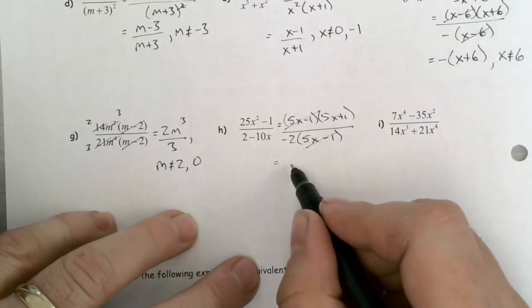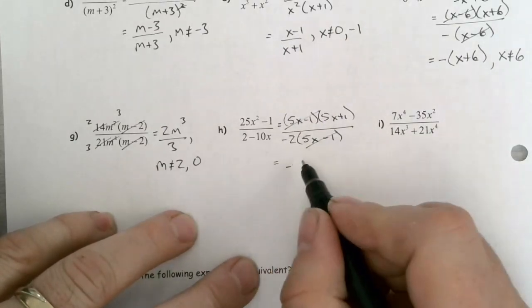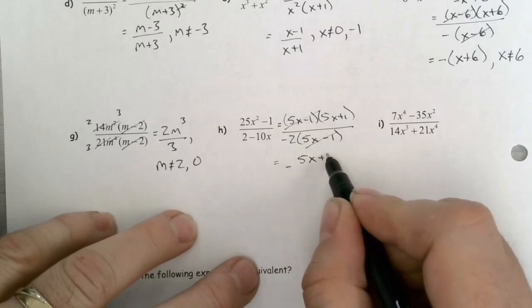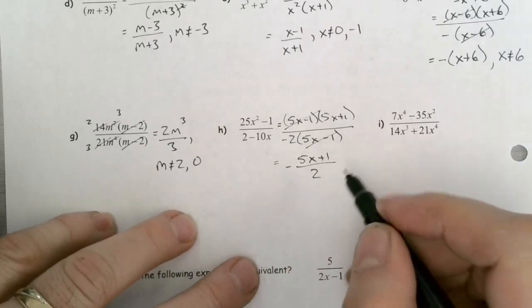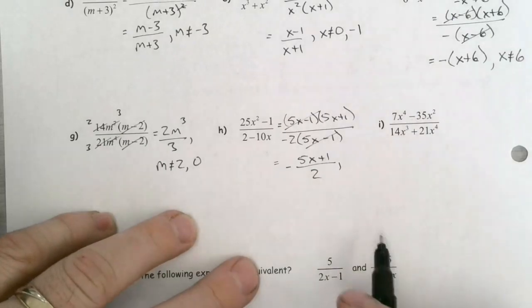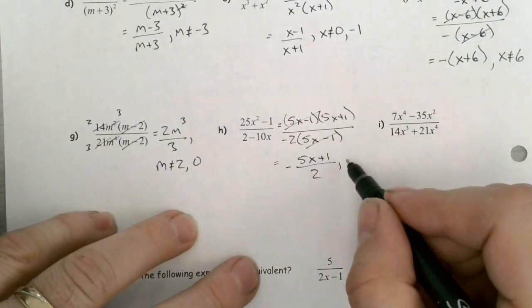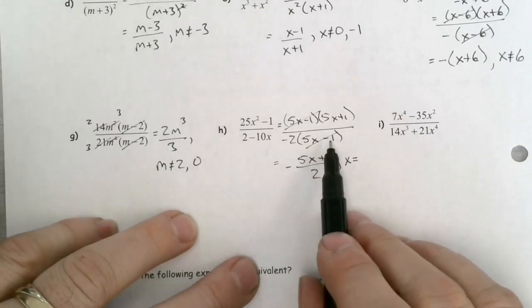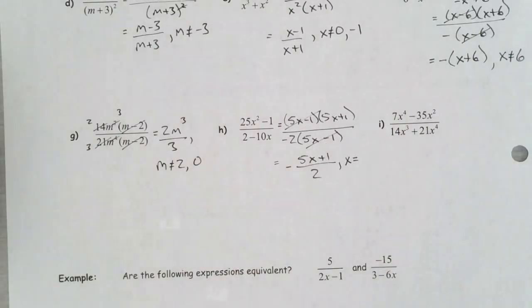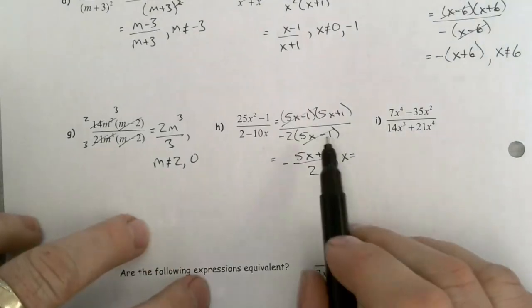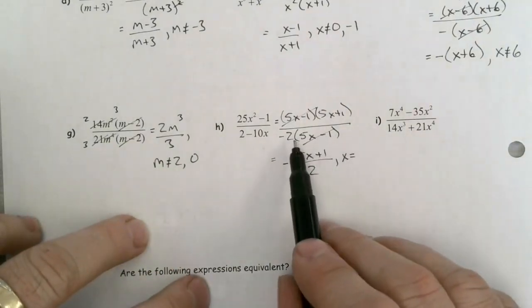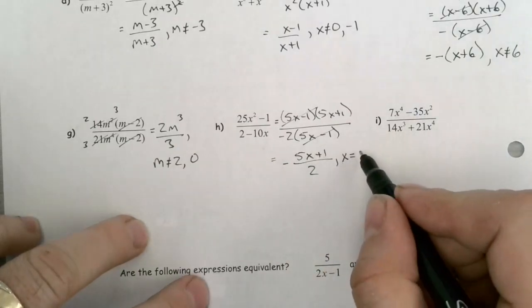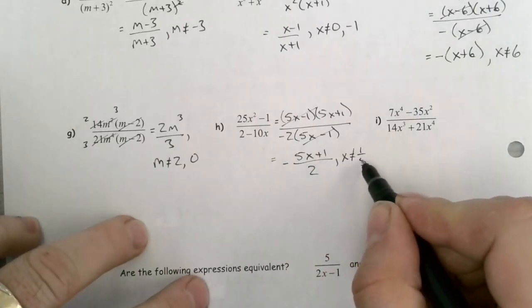And I'm going to be left with a negative, I'm just going to write it up front here, 5x plus 1 over 2. But I lost a 5x minus 1 from the denominator, which means there is a restriction on the x. Now, this is a little bit more complicated of a binomial than we've done in the previous questions in this section. So remember, you're going to bring the 1 over and then divide by 5. So it's going to be x cannot equal 1/5.